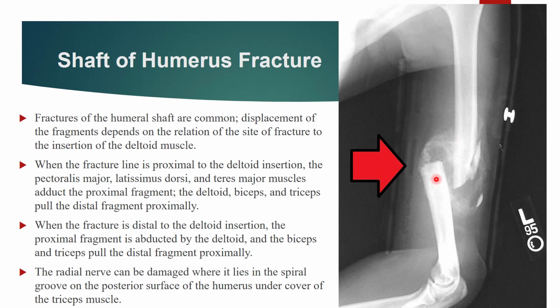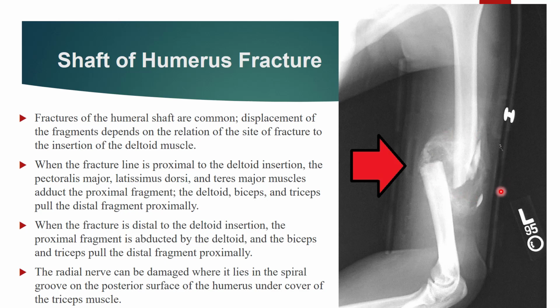Displacement of the fragments depends on the relation of the site of the fracture to the insertion of the deltoid muscle. When the fracture line is proximal to the deltoid insertion, the pectoralis major muscle, the latissimus dorsi, and the teres major muscle adduct the proximal fragment. The deltoid, the biceps and the triceps pull the distal fragment proximally. When the fracture is distal to the deltoid insertion, then the proximal fragment is abducted by the deltoid and the biceps and the triceps pull the distal fragment proximally.